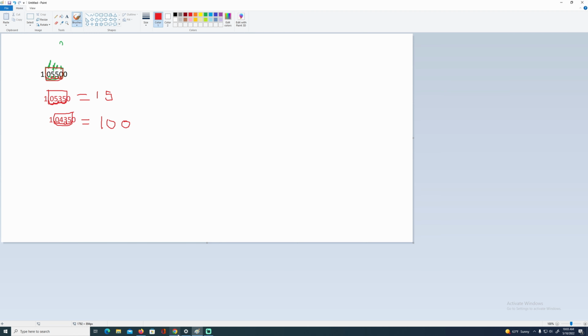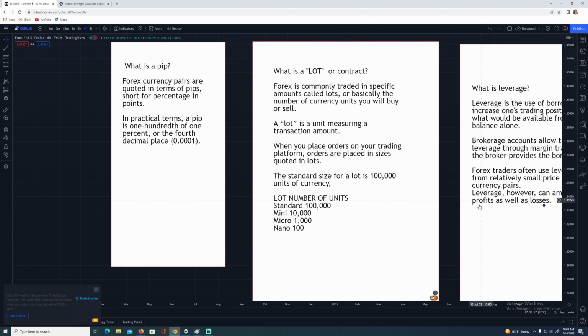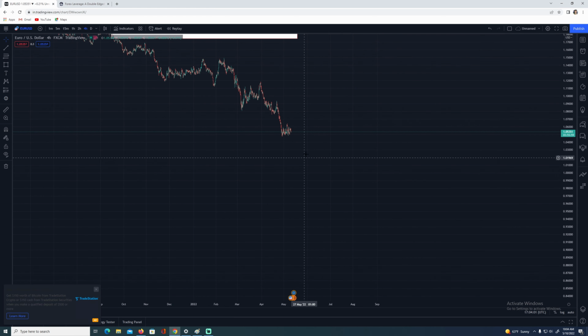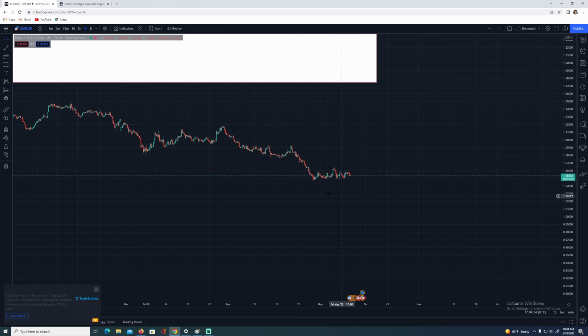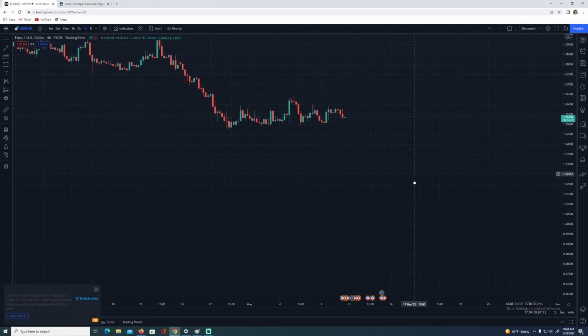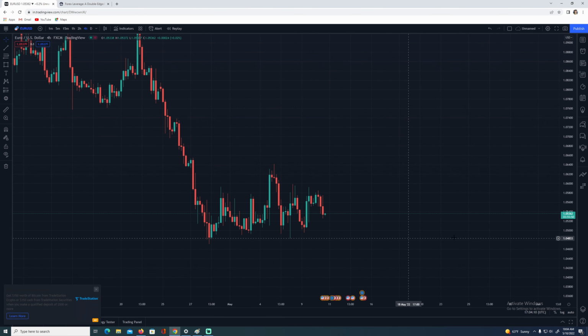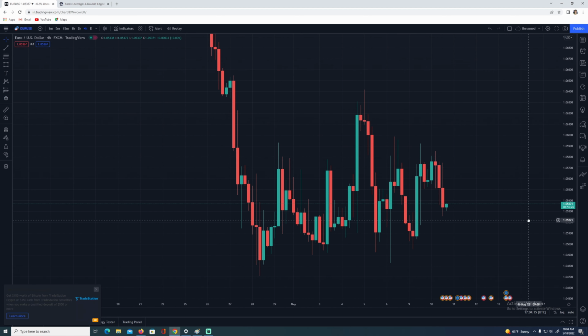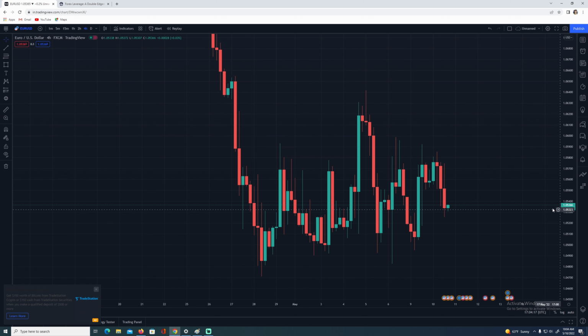Now let's go to the charts and try to understand this a little bit. Let's zoom in on the 4-hour chart. For example, to make it easy, let's say price was over here, at 1.05400 even.